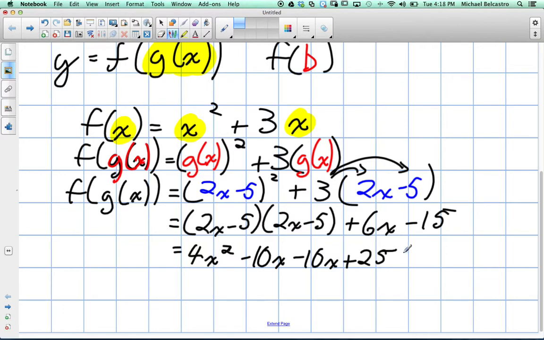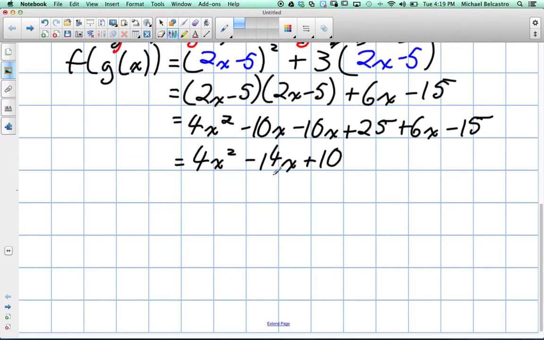And we still have our other terms that we include on it. Okay, and then from here we just collect our like terms. So we have 4x squared. Negative 10x minus 20 plus 6 will give us negative 14x, and positive 25 minus 15 will give us positive 10. Okay, so we now have our quadratic function.